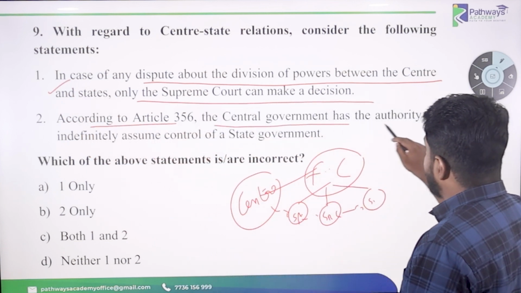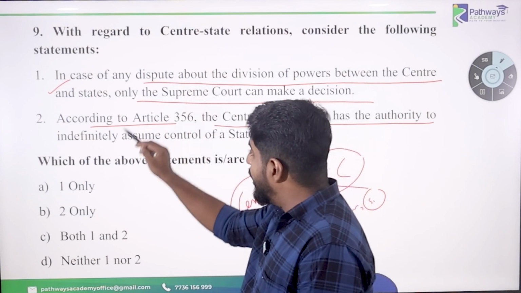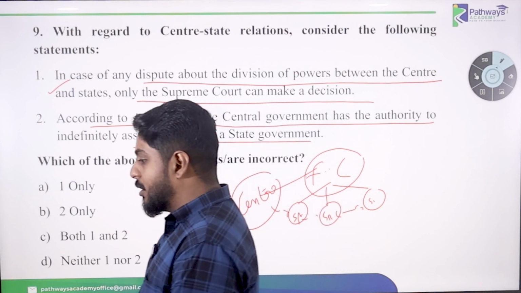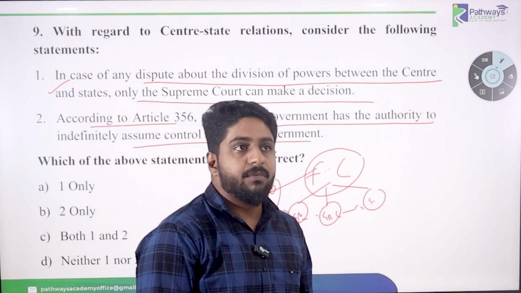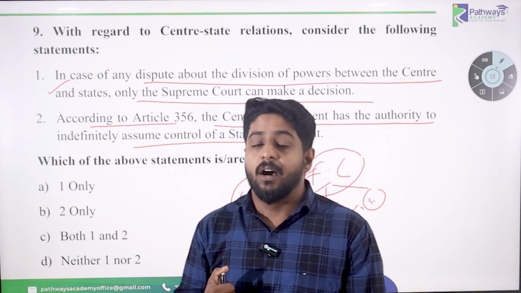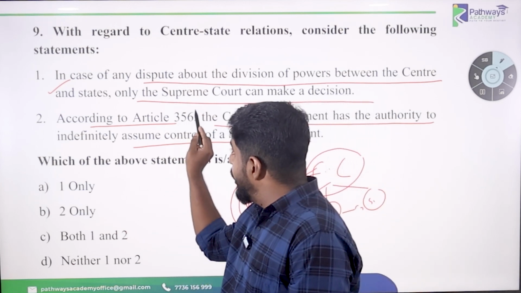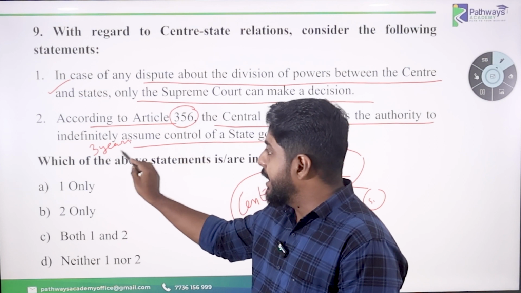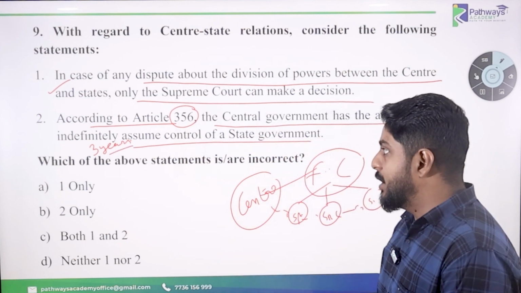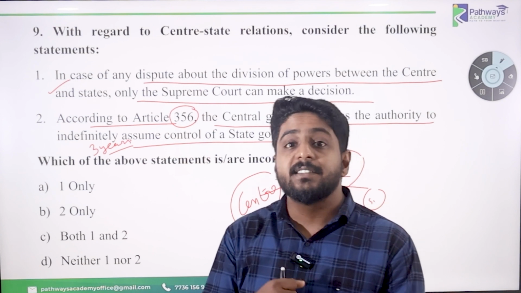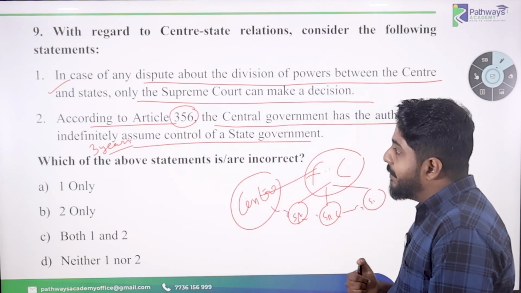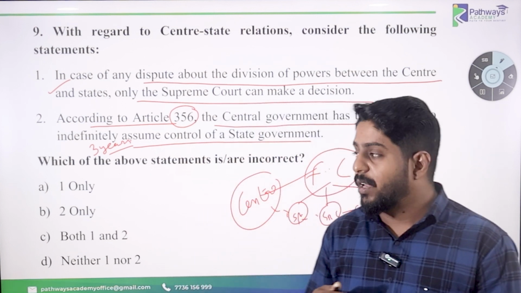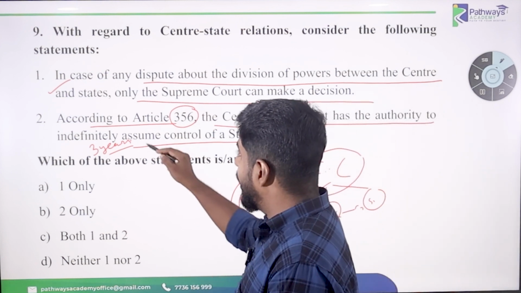According to Article 356, the central government has the authority to indefinitely assume control of a state government. Sir, indefinite control of state government is not possible because that will sabotage the federal nature of Indian polity. According to Article 356, the central government can go for 3 years control over the state. Beyond that, usually in ordinary cases, it is not possible. In detail, we will talk about the technicalities of Article 356 when we discuss the emergency provisions of the Constitution.